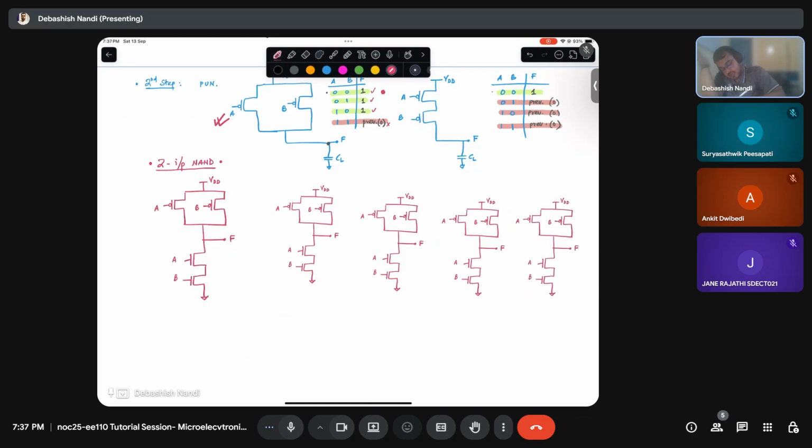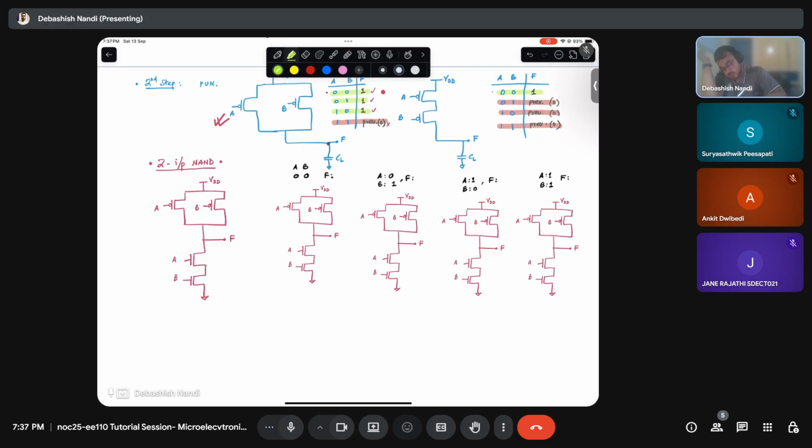So let us take this case 0 0, and we want to find out what is f. This is A equal to 0, B equal to 1, F equal to, we'll find out. This is A equal to 1, B equal to 0, F equal to, we want to find out. And this is A equal to 1, B equal to 1, F equal to what?